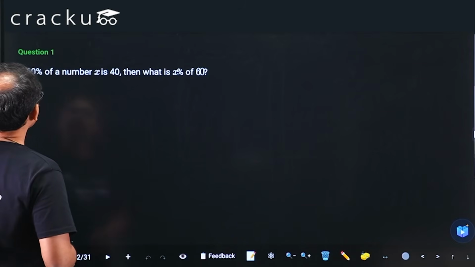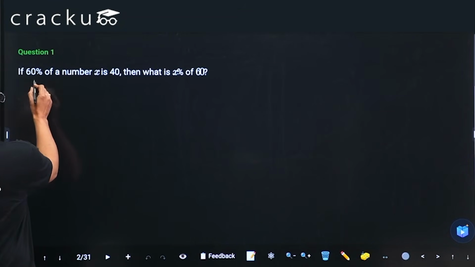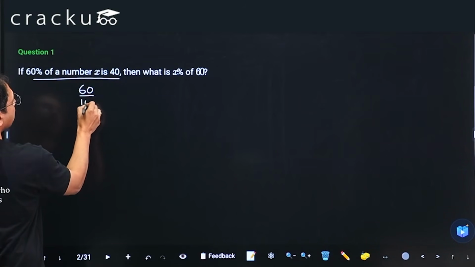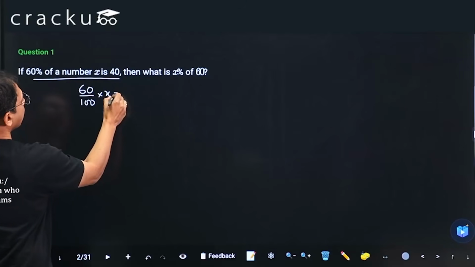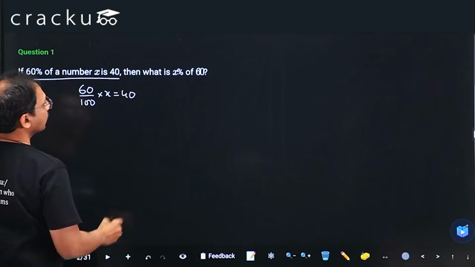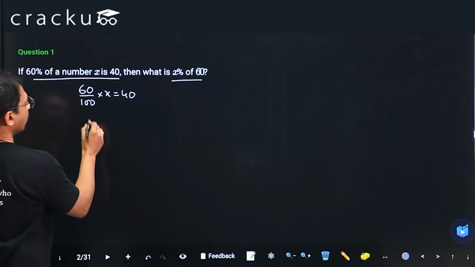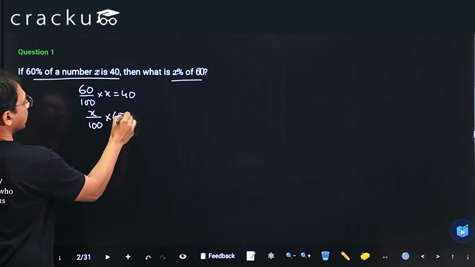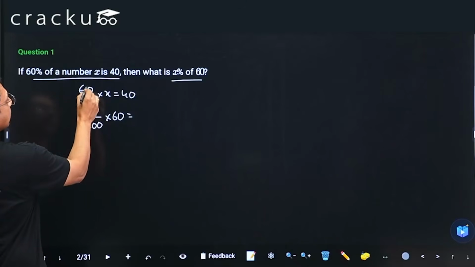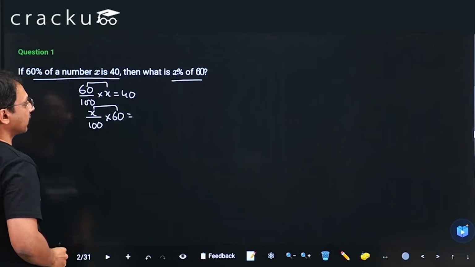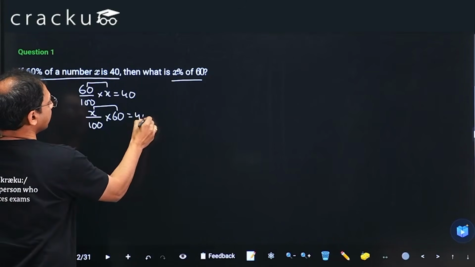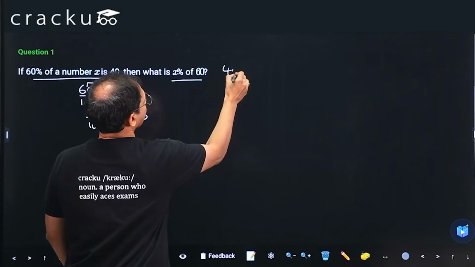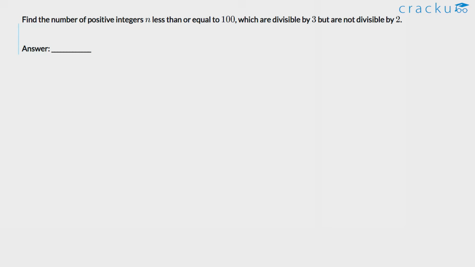Let us begin. Question number 1. 60% of a number x is 40. What is x percent of 60? You can clearly see that this product and this product are one and the same. So we'll have the same value here also. So the answer to this question is 40.